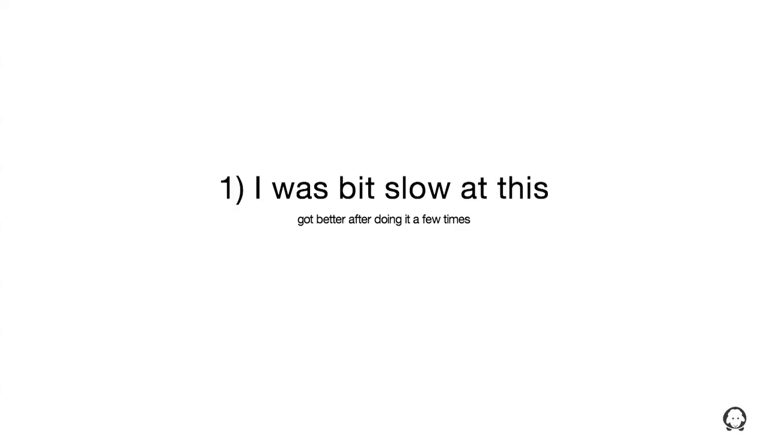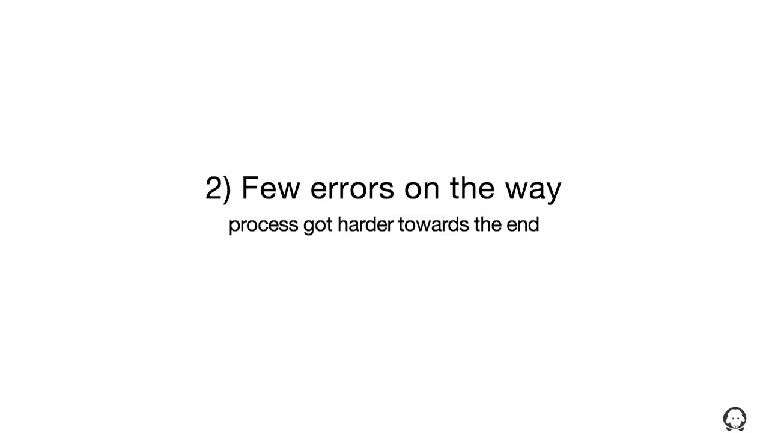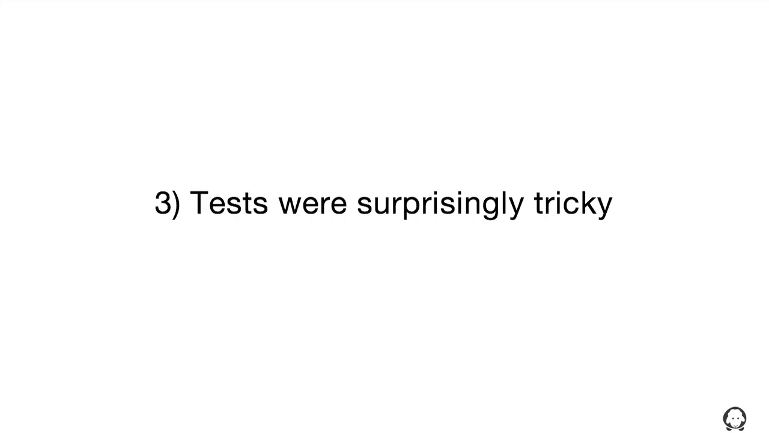What was wrong? I was a bit slow at this, which was a surprising realization that I'm not good at doing Rails scaffolds. I'm not sure if that's a skill you really need. But I was not good at it, so I got better after a few times. Not sure if this is connected to the problem. Maybe that's just me. There were a few errors on the way. You saw one. There were more of them. And toward the end, there were more and more errors. Tests. That was surprisingly tricky. Do the tests as the guides tell you to do.